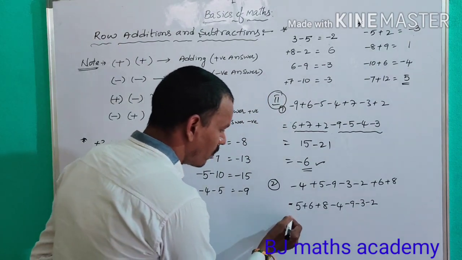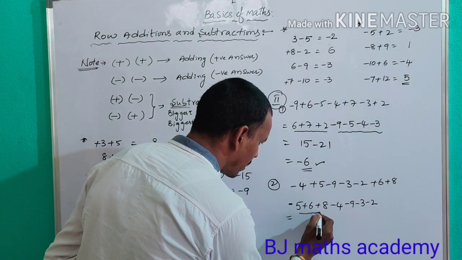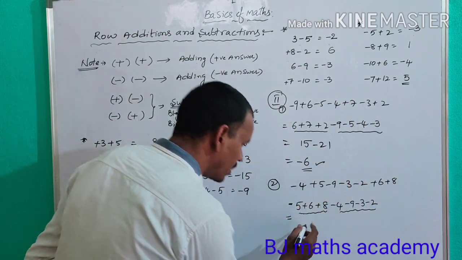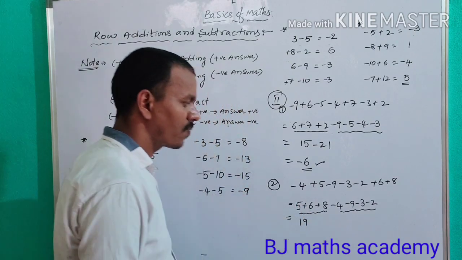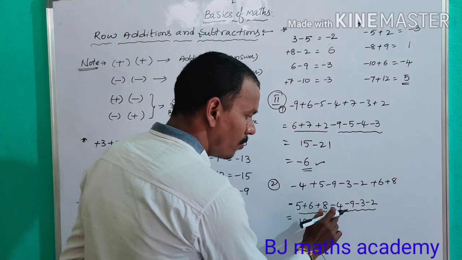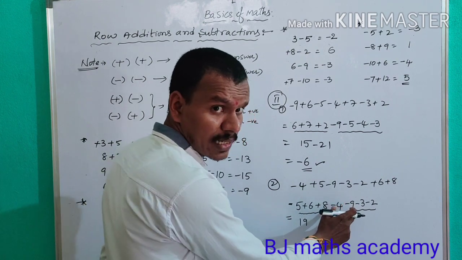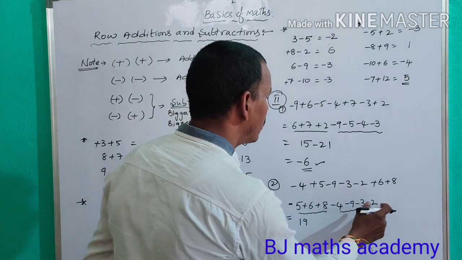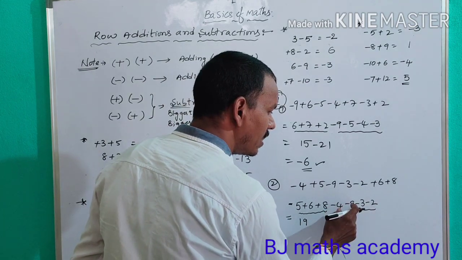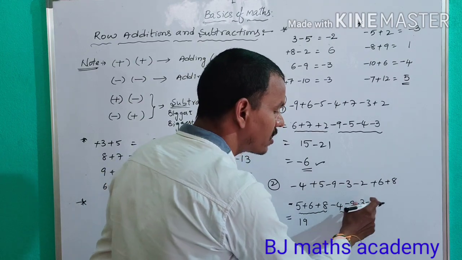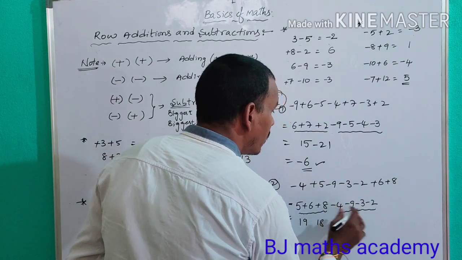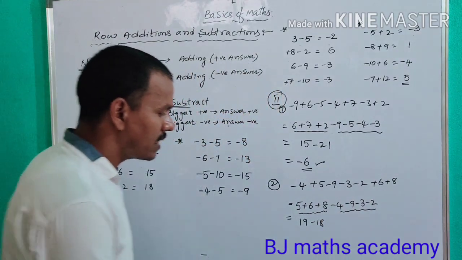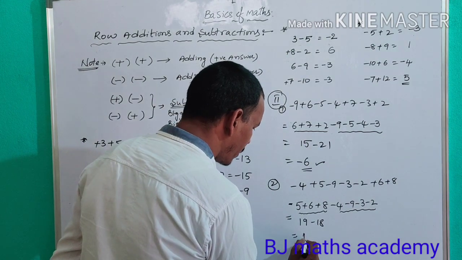So now what are the positives? You can add them. These are the positives, and the remaining are negatives. 5 plus 6, 11. 11 plus 8, 19. Minus 4 minus 9, minus 13. Minus 13 minus 3, minus 16. Minus 16 minus 2, minus 18. So 4 plus 9 is 13, 13 plus 3 is 16, 16 plus 2 is 18. But when we are adding negative terms, we should get a negative answer, minus 18. So now 19 minus 18 is equal to 1.